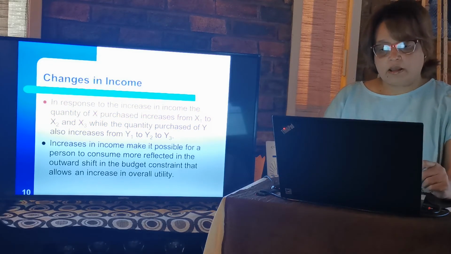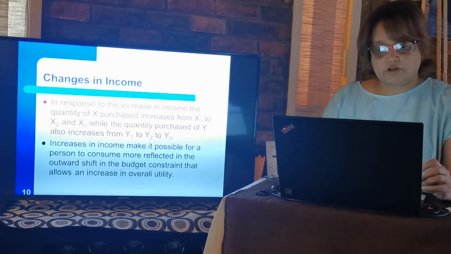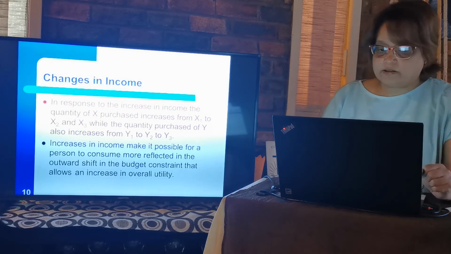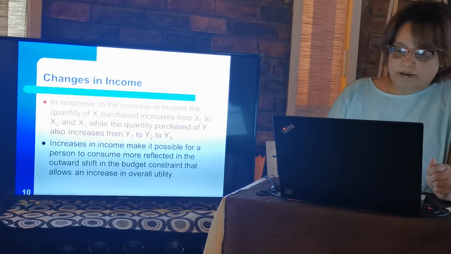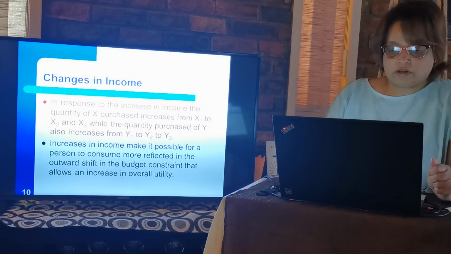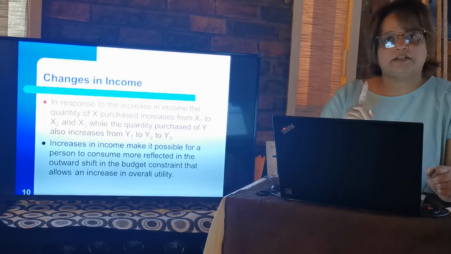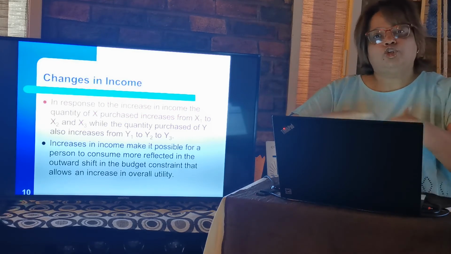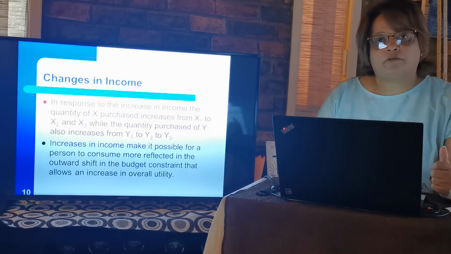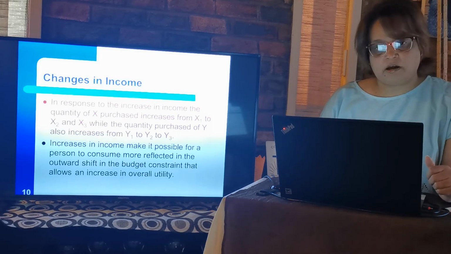Increases in income make it possible for a person to consume more, reflected in the outward shift in the budget constraint that allows an increase in overall utility. Utility: how much use can I get out of that product for a specified amount?